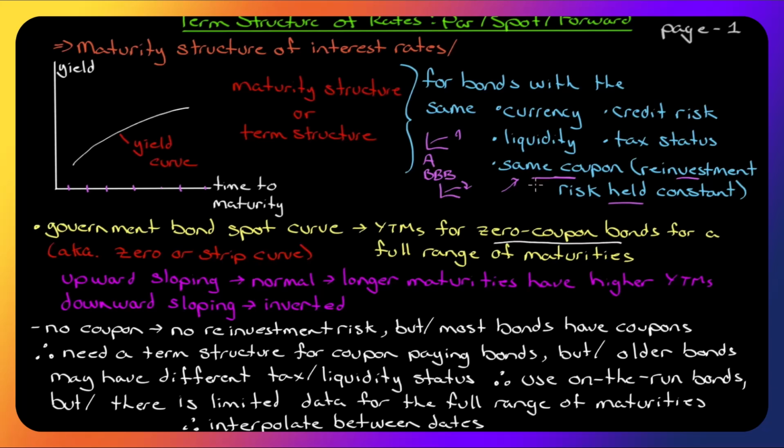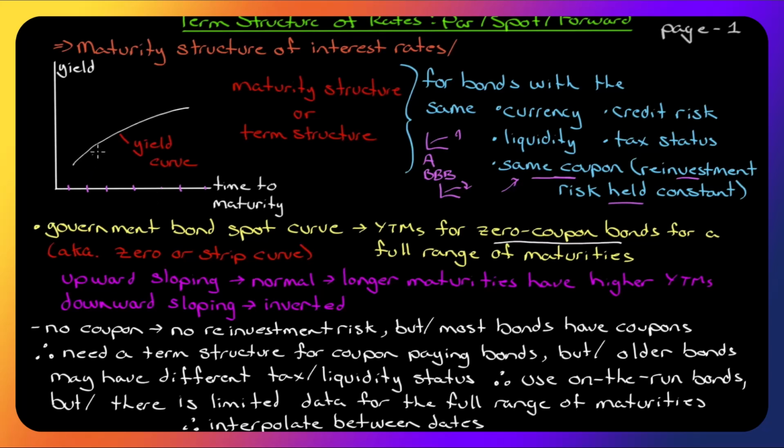Now, this last point I said, every yield curve must have the same coupon. These are all 0 coupon bonds. It's going to become important in a second. So that's the spot curve. The government spot curve is for the yields to maturities for 0 coupon bonds for the full range of maturities.